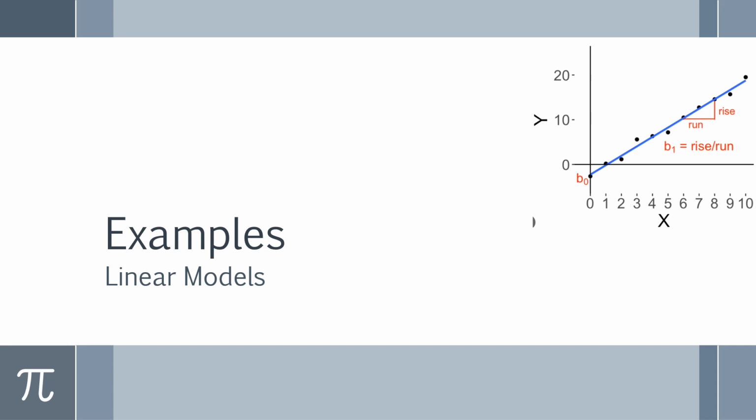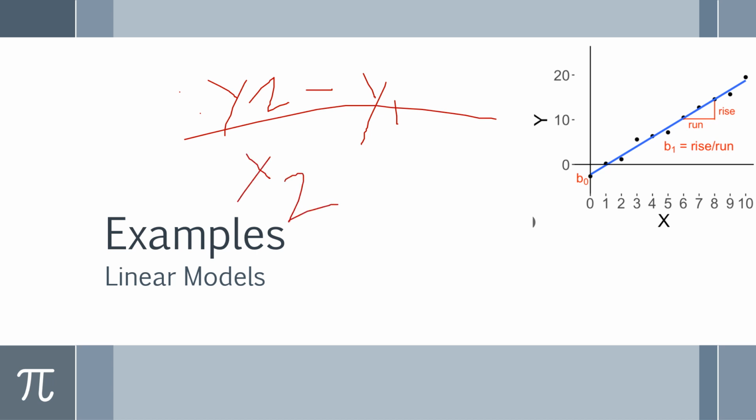Examples for linear models. So, remember, you're dealing with slope. So, y2 minus y1 over x2 minus x1. So you have that. y equals mx plus b. Rise over run, all of that.